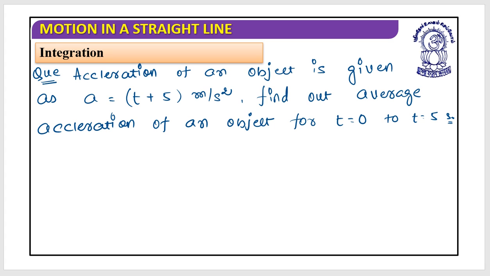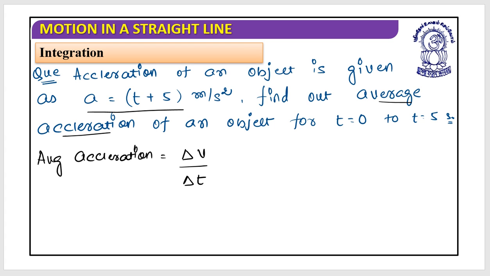So how can you do it? Go through the data one more time. What you have been given, you are provided with the acceleration and it is t + 5. You need to find out the average acceleration. So first let me know what is average acceleration. Yes, it is change in velocity divided by time taken. When average acceleration is there, it is change in velocity divided by time taken. If it is average velocity, it is displacement divided by time taken.